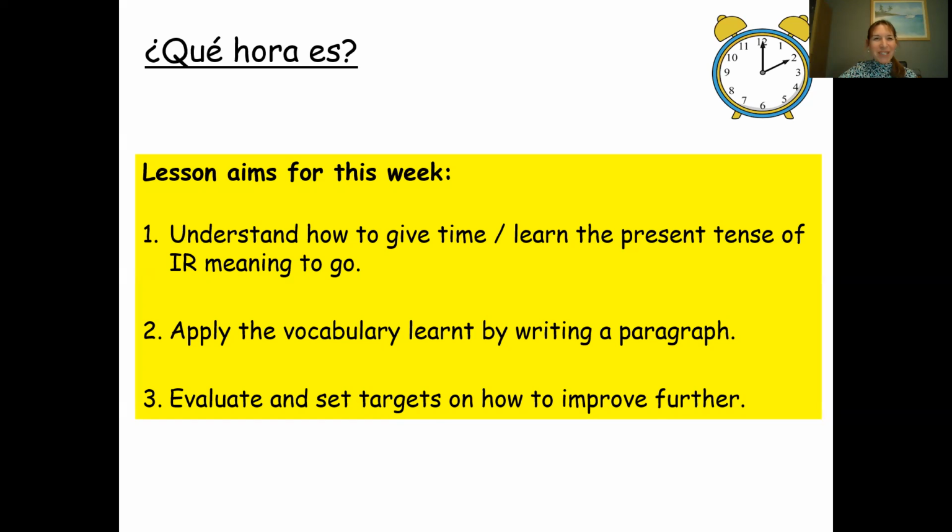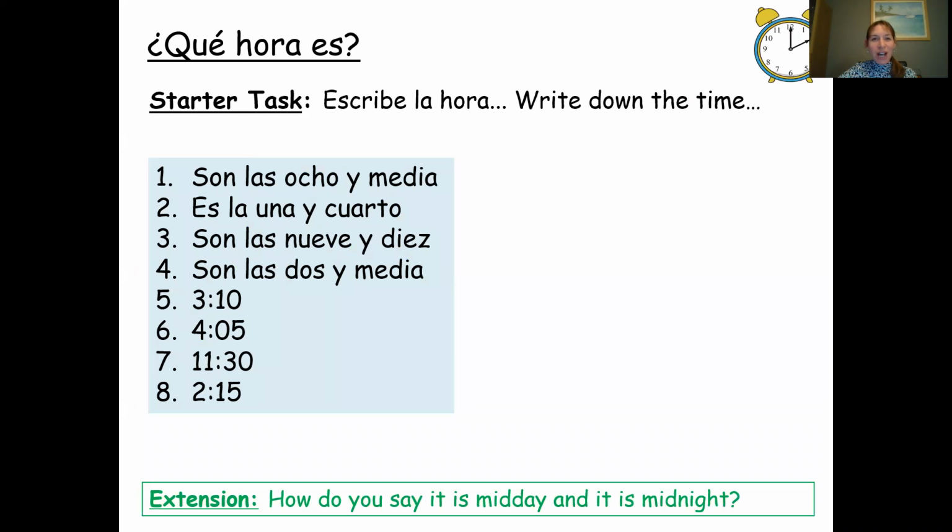Okay, empezamos entonces. So your starter task, escribe la hora. I'd like you to write down the time. So there's 8 different times there. Some are written in words, some are in numbers. The words you can write just in numbers, and the number times I would like you to write in letters. Well, that's quite a mouthful. Hopefully that makes sense to you.